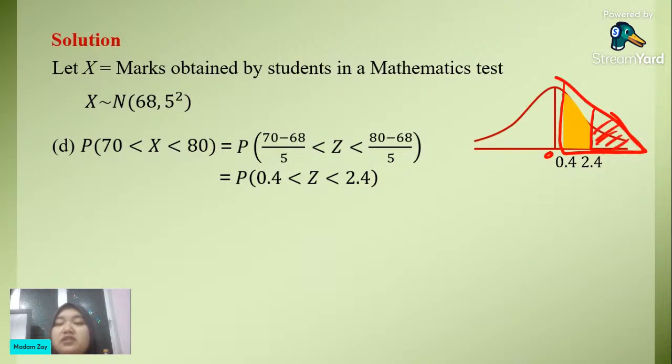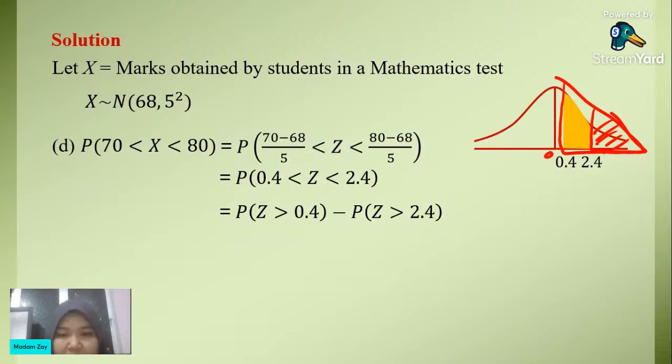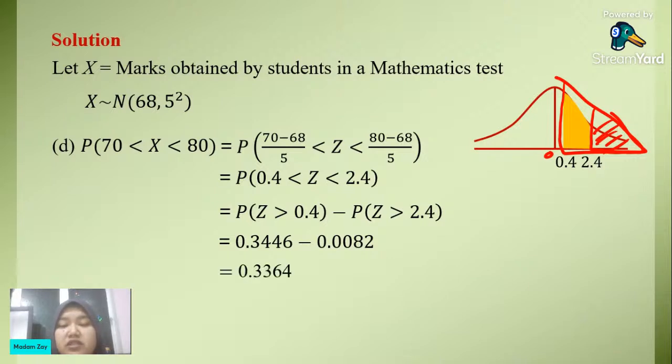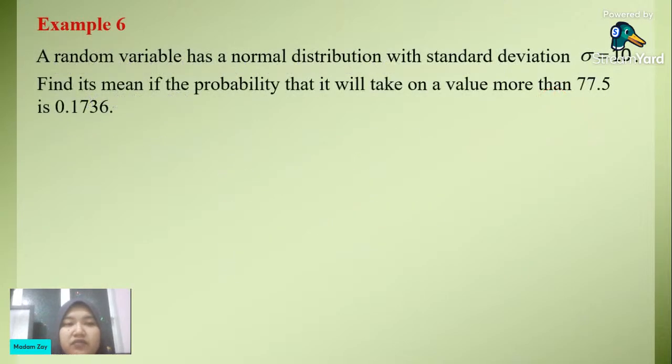So what is the bigger triangle? It's probability of z more than 0.4 minus probability of z more than 2.4. Using the table, we get 0.3446 minus 0.0082, which is equal to 0.3364. Okay, so this is for example 5.